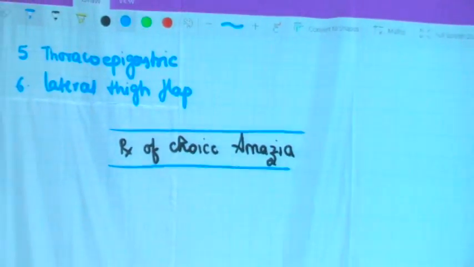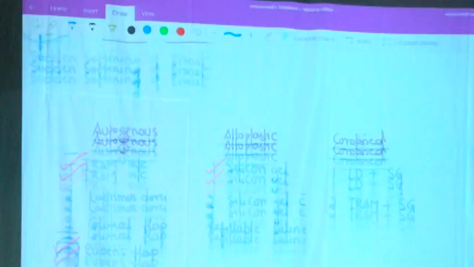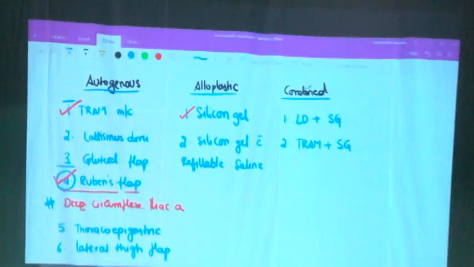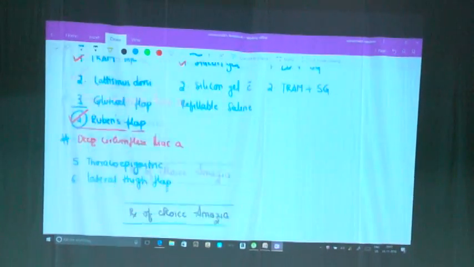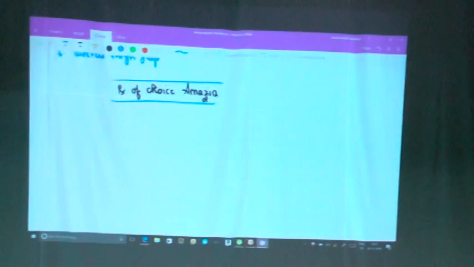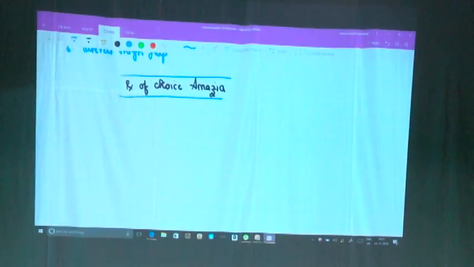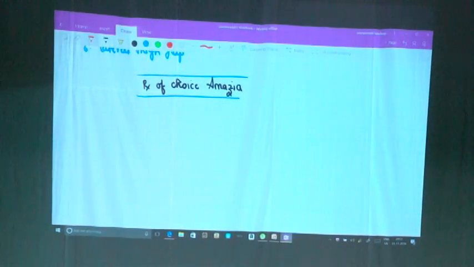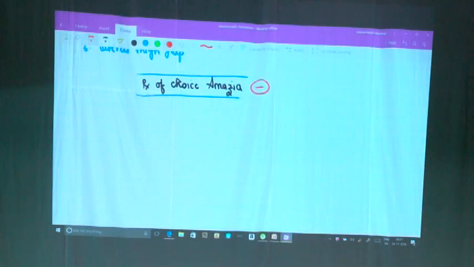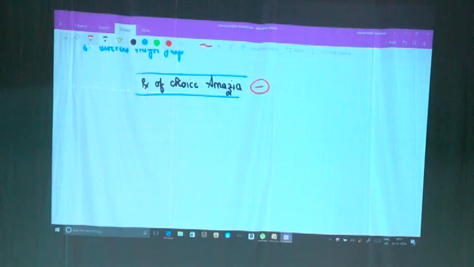क्या करोगे sir? Autogenous करोगे, alloplastic करोगे, क्या करोगे? Autogenous, alloplastic or combined? Treatment of choice for amasia, quick. What would you use? Autogenous, alloplastic या combined? Sir, answer है कुछ भी use नहीं करोगे. I told you it is never used for therapeutic purposes. I have asked you for treatment of choice. यहाँ पे therapeutic purpose पूछा हुआ. So none of them are used.